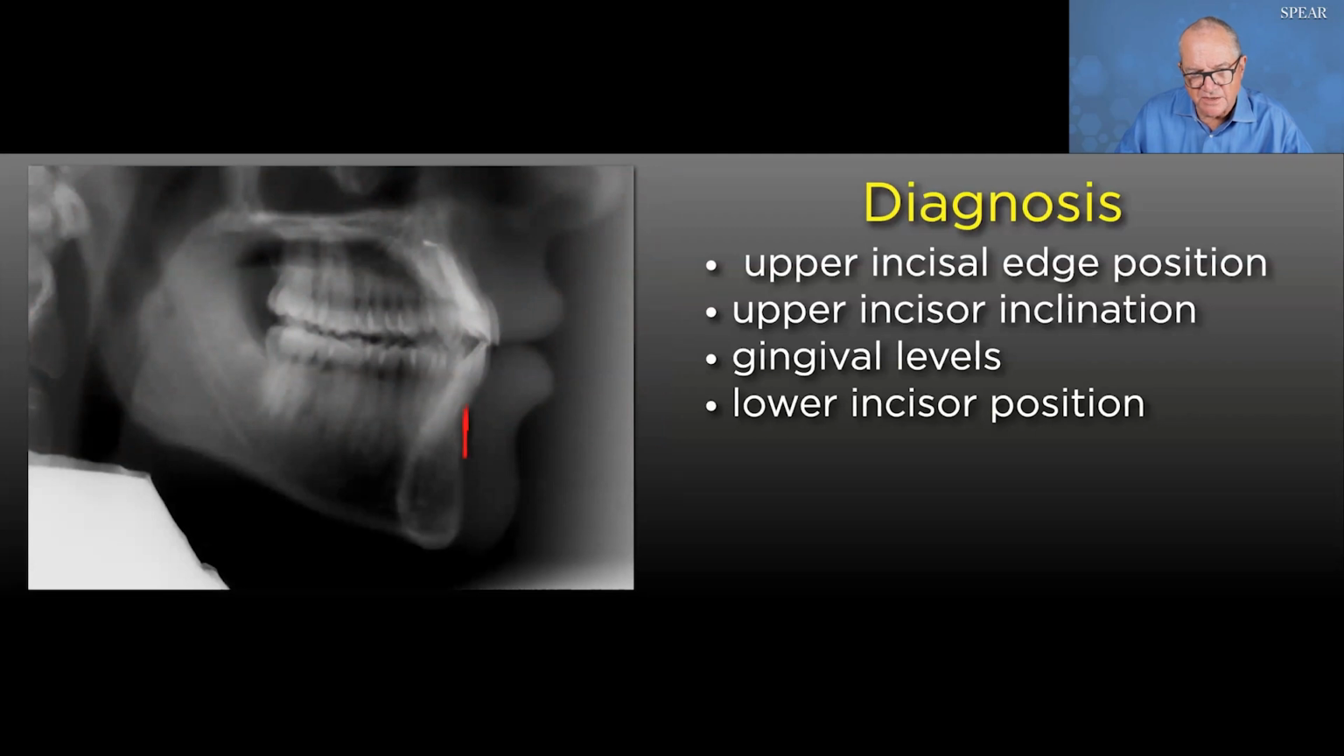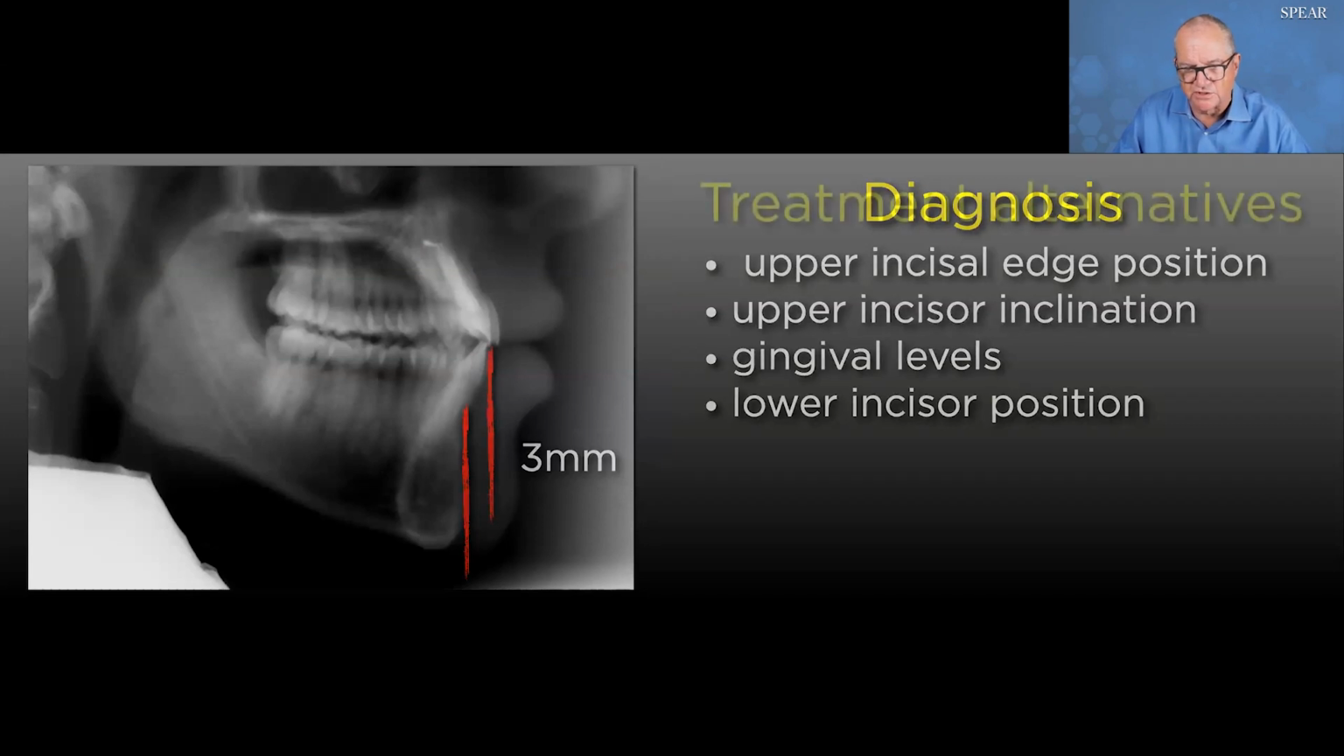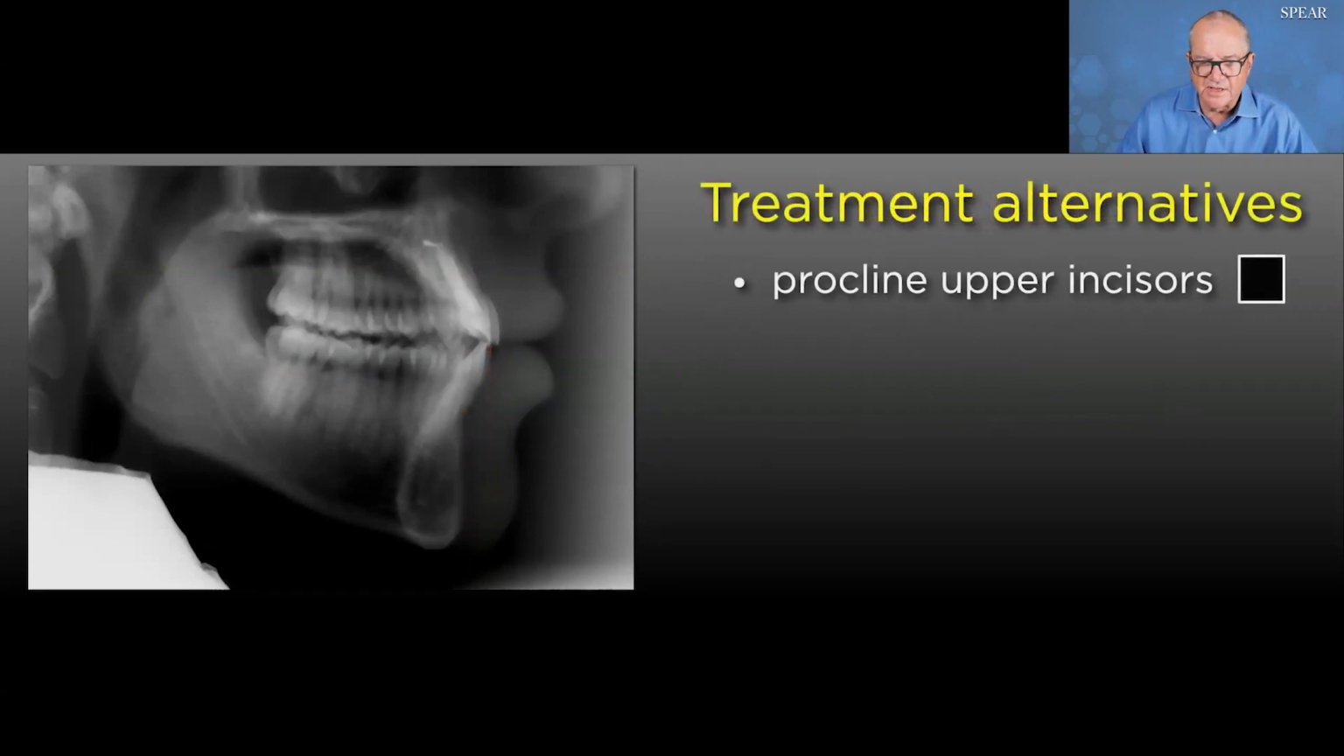The problem with him is right here. Vince Kokich taught me years ago, he wants to see the labial surface of the lower incisors either equal to bony chin or within about 1 millimeter of bony chin. His lower incisors are 3 millimeters in front of bony chin. And so when we think about his treatment options, are we going to procline the uppers?